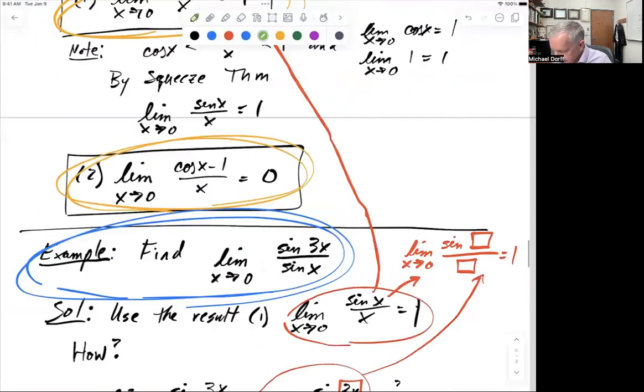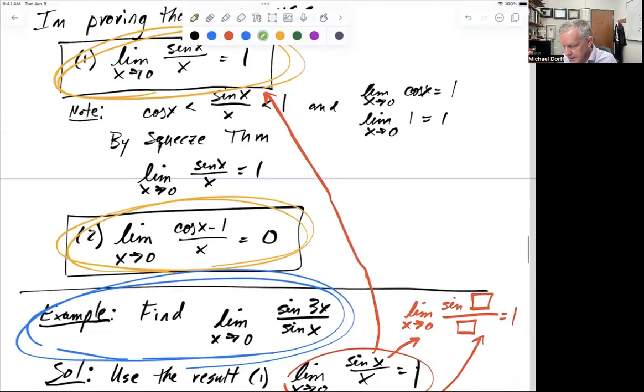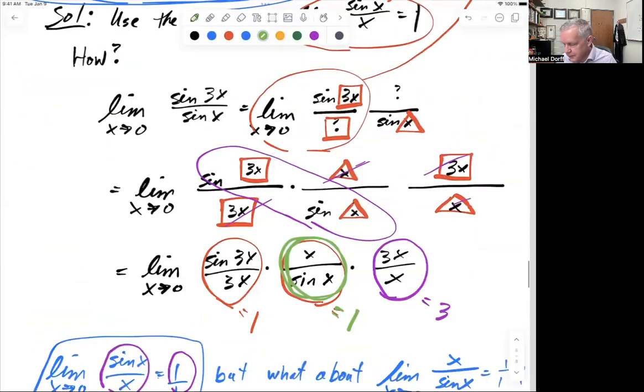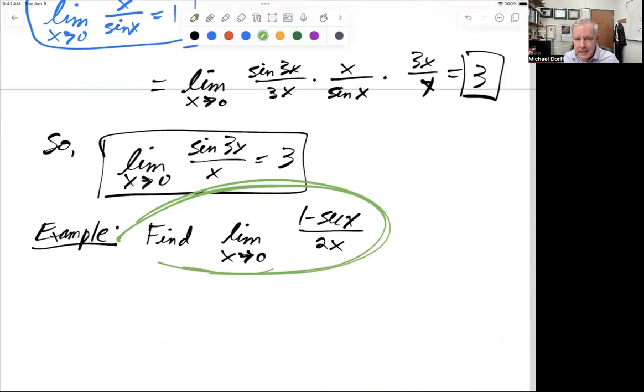All right, remember, let's go back to these. The first one there in yellow or orange is the limit as x goes to 0 of sine x over x. So I've got a sine there. In the second one, in orange, I've got the limit as x goes to 0 of cosine x minus 1 over x. I've got cosines. That's a key to determine which one of those to use in my problem, because I want to get the problem I'm looking at, like this green one, in terms of sine and cosine.